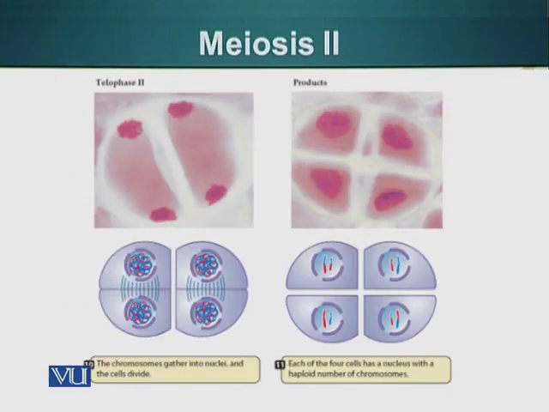In meiosis II, the telophase is again similar. The chromosomes start to decondense again, and the nuclear envelope starts to form. Ultimately, there will be cytokinesis, and now from one cell we have made 4 cells.